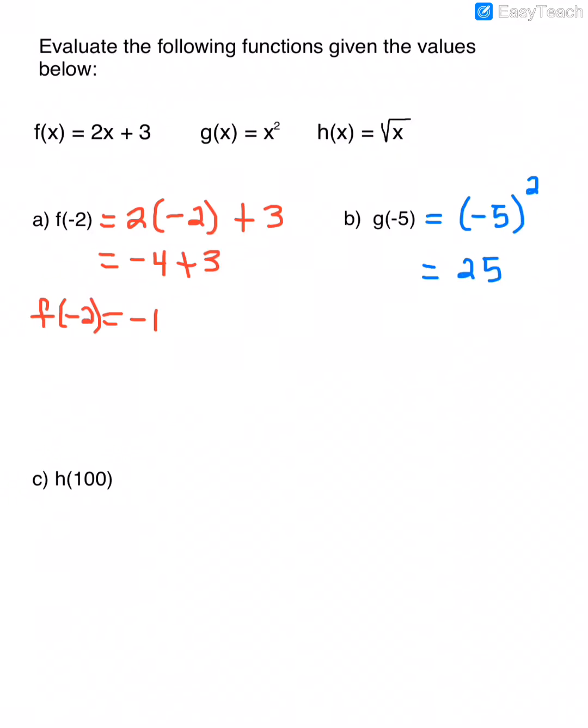In the last example, we're trying to find h of 100. So that means we're going to use the h function and plug in 100 where we see an x. Okay, so we're plugging in 100 where the x is. So we're just taking the square root of 100, and the square root of 100 is 10. And that's how we evaluate a function.